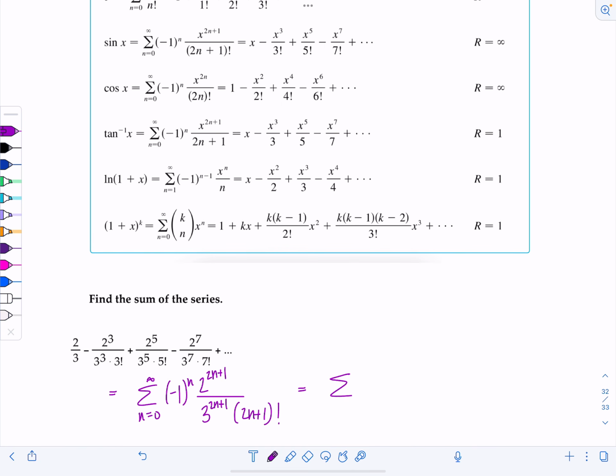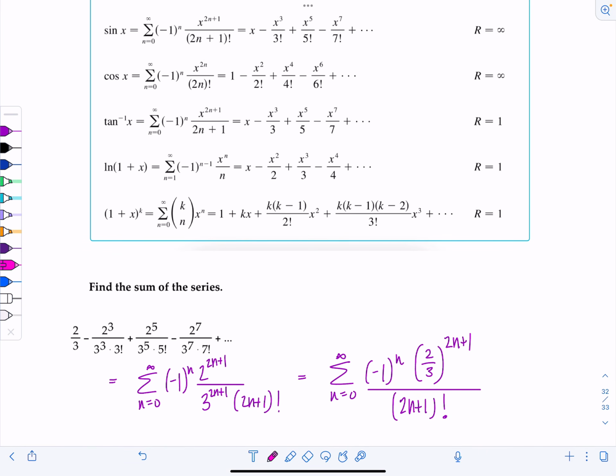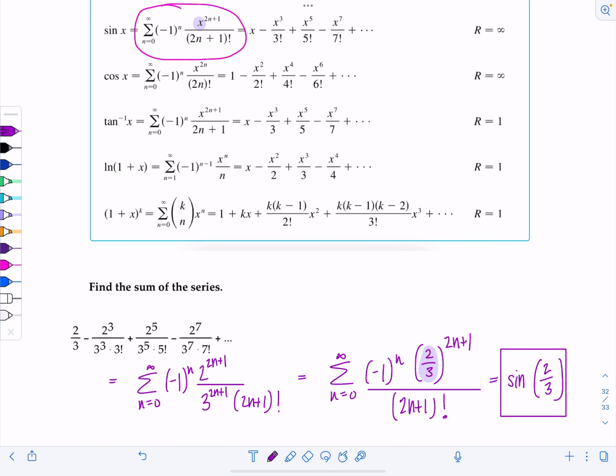It looks like the sum, watch this, n equals 0 to infinity, negative 1 to the n. I can write this as (2/3) to the 2n plus 1 over (2n plus 1) factorial, yeah? And then can you see? That's basically like this right here. It's just x is 2/3. So the sum of this series is sine of x, which is sine of 2/3. Boom, done. Cool, huh? I love those ones.